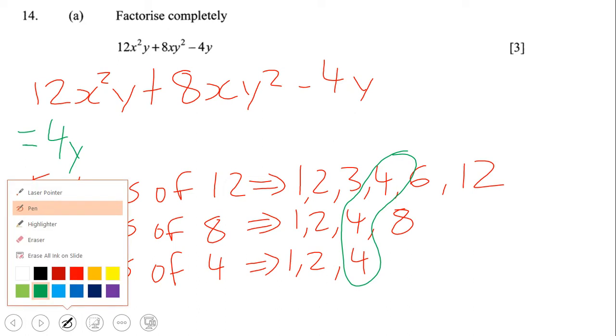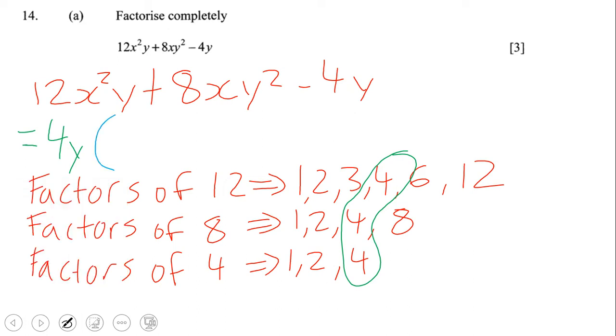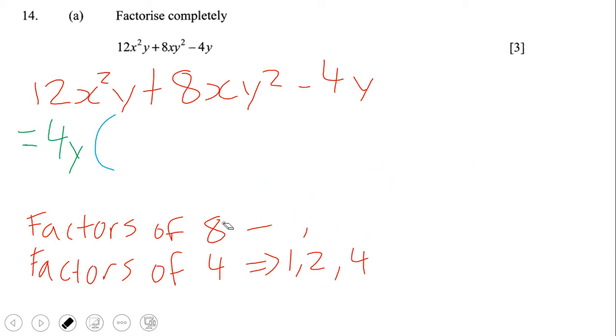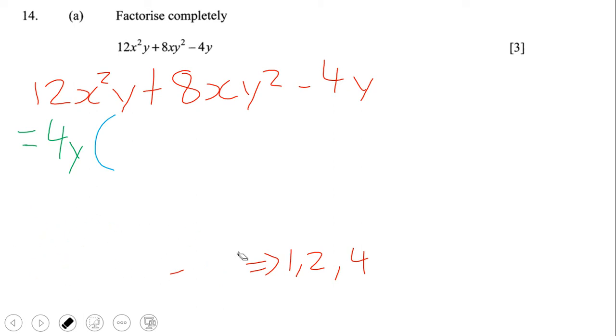Now the question is, what can we multiply 4y by to get 12x squared y? If we just use 3, this will be 12y, but we need 12x squared y. So we need 3x squared, because 4 times 3 is 12, and x squared times y gives us 12x squared y.